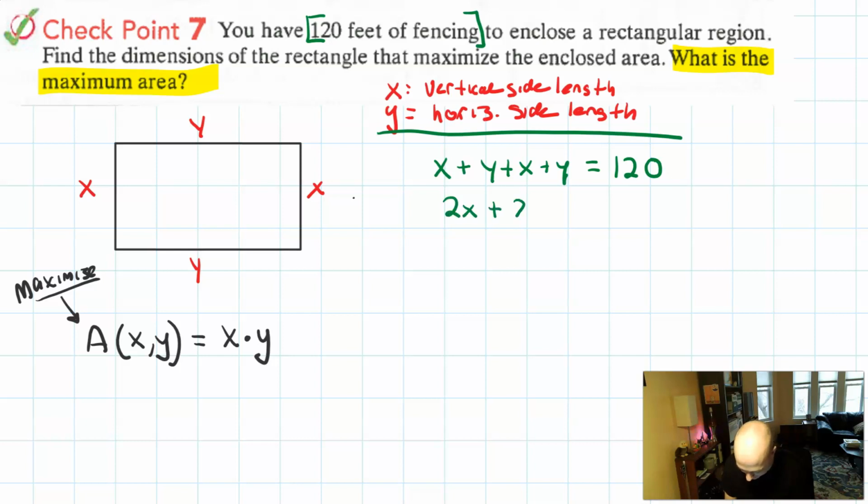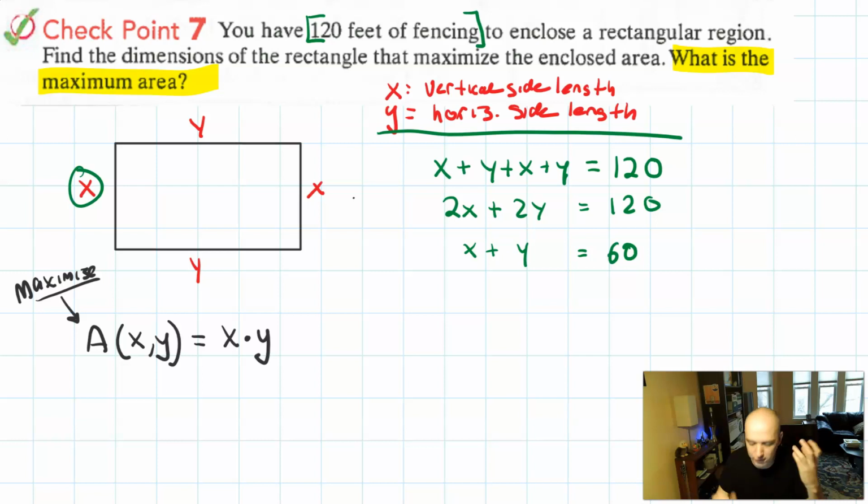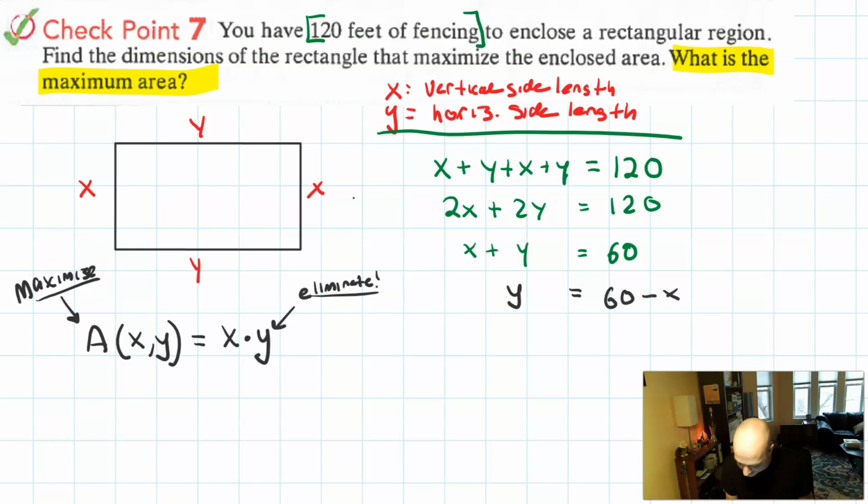Simplifying a little bit. Dividing by 2. And then I want to think about what I'm trying to do. I'm trying to maybe solve for x. I'm trying to solve for one of the two sides. It doesn't really matter which. So I need to isolate the other side and eliminate it. So I'm going to say, all right, I want to eliminate that y by solving for it. So we'll say that y is equal to 60 minus x.